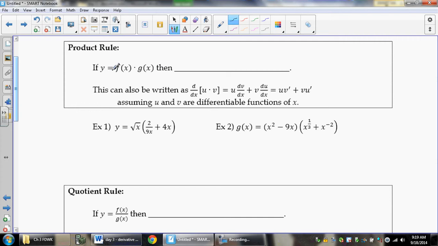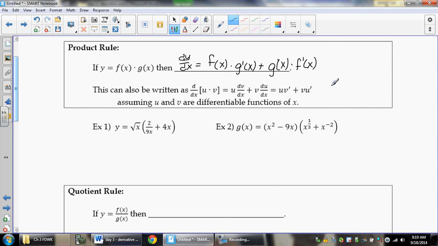So the product rule is this. If y is f times g, then dy dx is f times g prime plus g times f prime. I usually say that as it's the first times the derivative of the second plus the second times the derivative of the first. I've also seen it written this way. d dx of u times v is u dv dx plus v du dx. The first times the derivative of the second plus the second times the derivative of the first, or using prime notation, it looks like that.